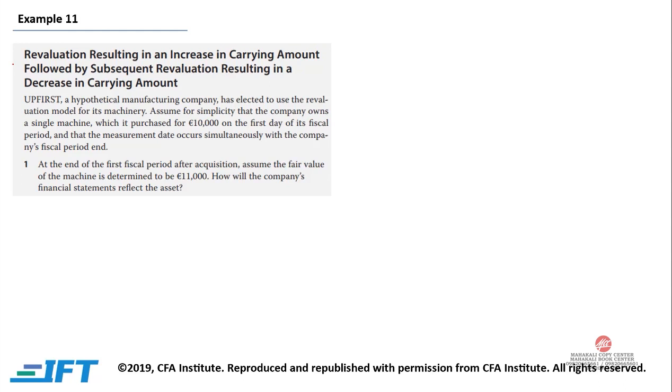Example 11. Revaluation resulting in an increase in carrying amount followed by a subsequent revaluation resulting in a decrease in carrying amount. Up first, a hypothetical manufacturing company has elected to use the revaluation model, very important, for its machinery. Assume for simplicity that the company owns a single machine which it purchased for 10,000 on the first day of its fiscal period, and that the measurement date occurs simultaneously with the company's fiscal period end.